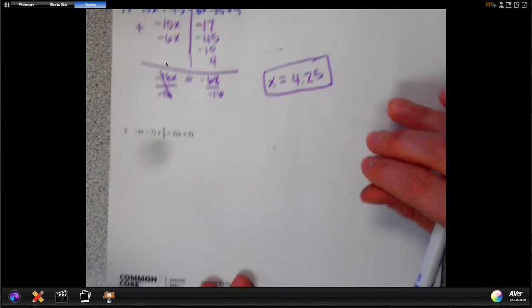Number 2 looks a little harder because you have this fraction of 5/3 in there. I'm going to tell you, don't be afraid of fractions. We'll deal with them as we go, and I'll show you how to use your calculator with those.